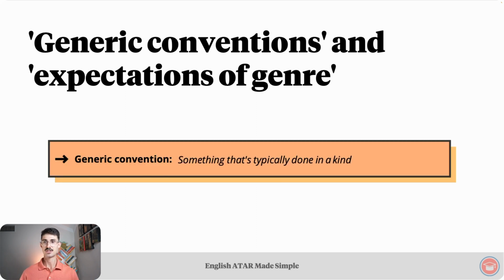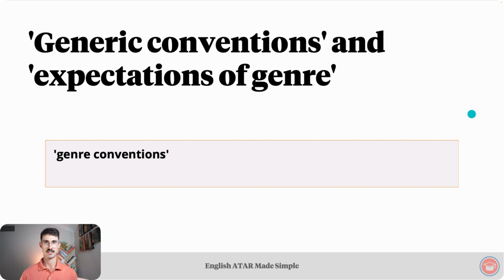Here is our main definition for generic conventions: something that is typically done in a kind of text. And here is our main definition for expectations of genre: it is something that's expected to be done in a kind of text. As we can see, they're very similar.